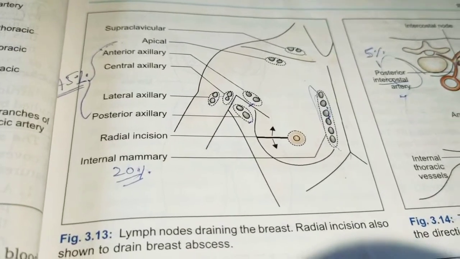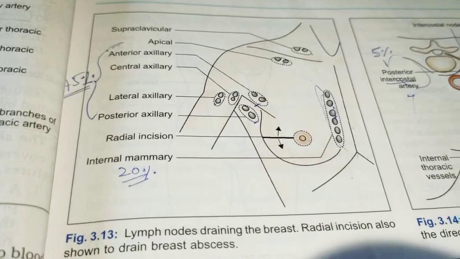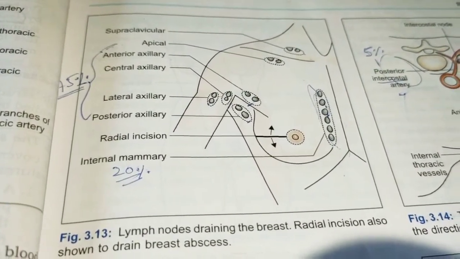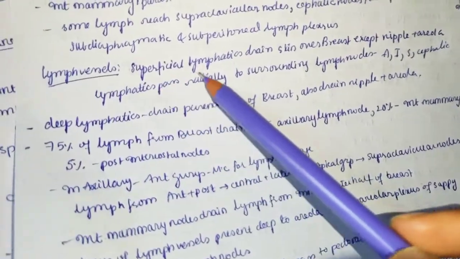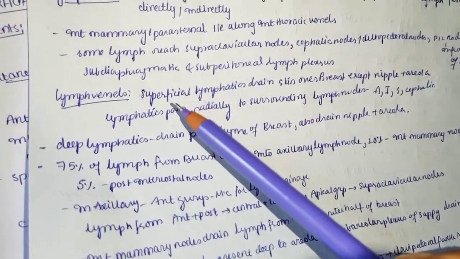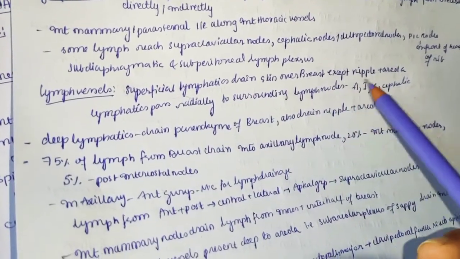Lymph vessels are divided into superficial lymph vessels and also deep lymph vessels. Mainly the superficial lymph vessels drain the skin over the breast except the nipple and areola. Here, if you see, I wrote that point: the superficial lymphatics drain the skin. As the name itself says, superficial means they drain the skin over the breast except the nipple and areola.